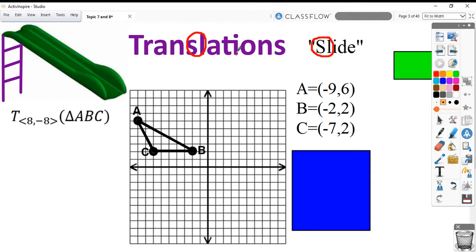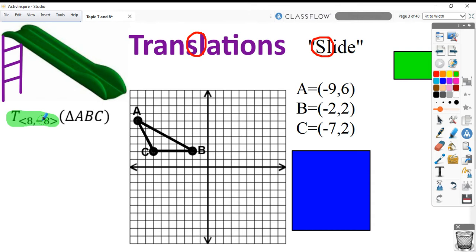The next thing I want to point out here is the notation that we have surrounding translations. The notation is this thing right here. The little T stands for translation, and then you've got two numbers inside of some funny little brackets. These two numbers tell us in what direction and how far we're going to move, or slide, whatever the object on the graph is.